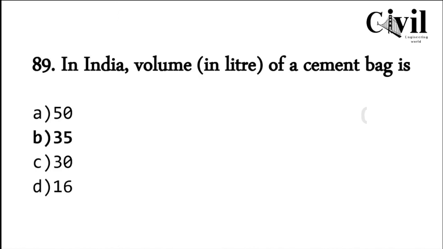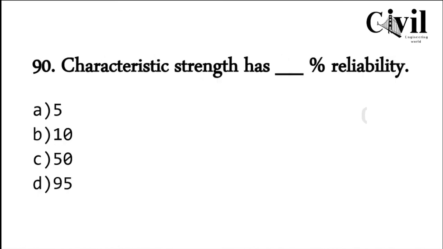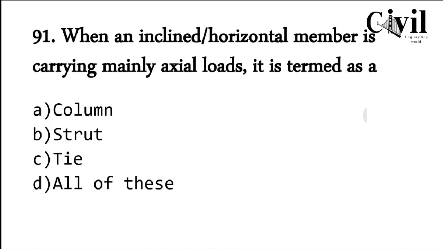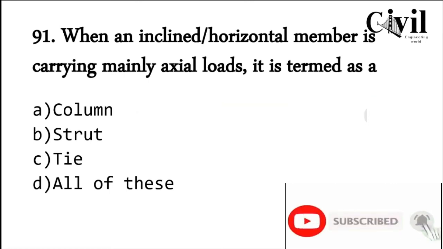Okay, so next one, characteristic strength has blank percent reliability. D is the correct answer, because characteristic strength has 95% reliability. Okay, so let's go to the next one. When an inclined horizontal member is carrying mainly axial load, it is termed as, so remember it is inclined, so it is called strut. B is the correct answer because it is not vertical, it is inclined or horizontal. So B is the correct answer.